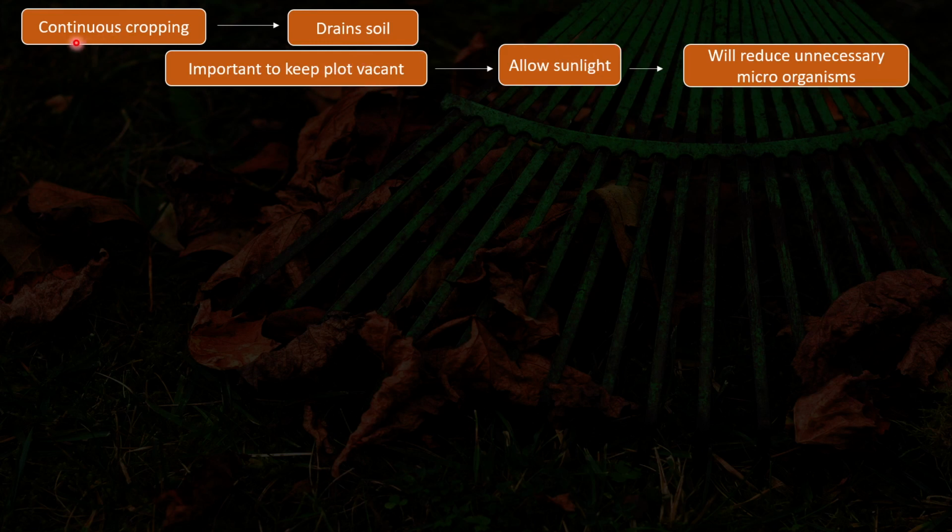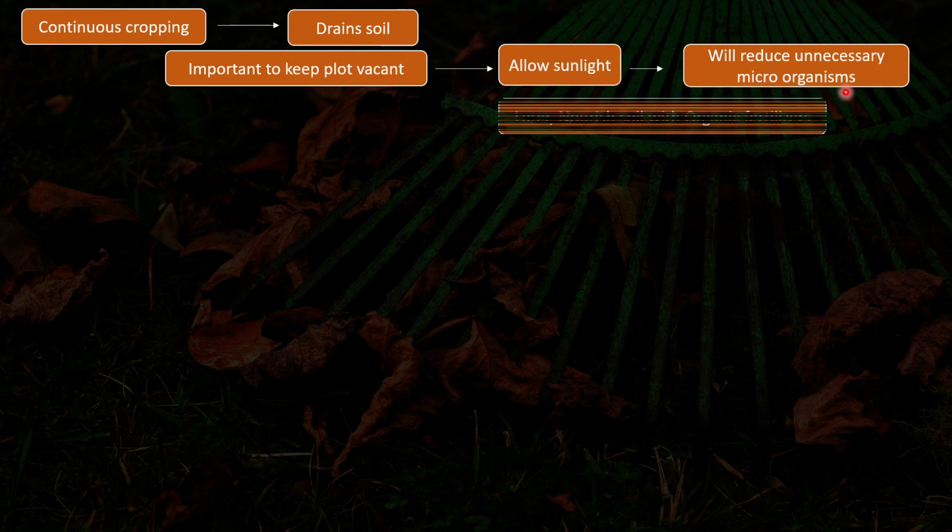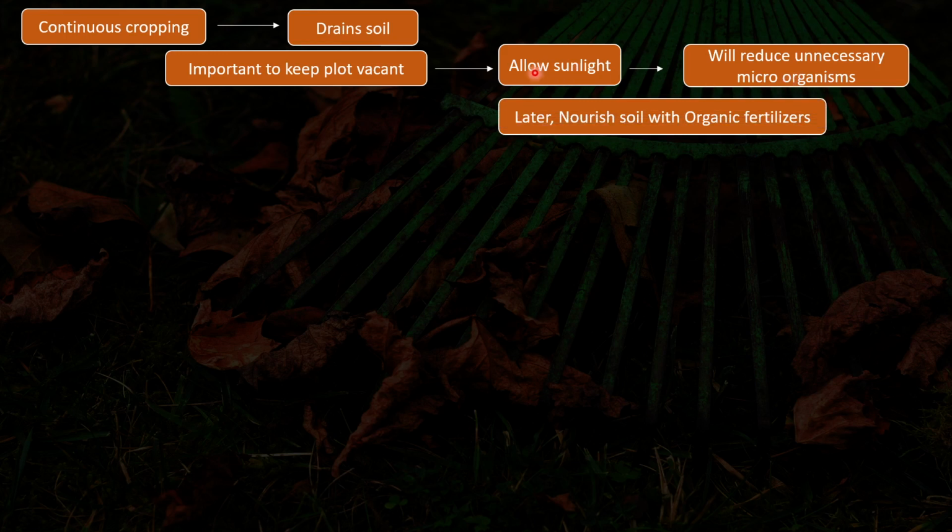So it is always advisable that we give some time to that plot to remain as it is without any planting, because that will allow the sunlight to pass through and the microorganisms will be reduced. And later on, after allowing sunlight to pass through, after some days, the soil could be nourished with organic fertilizers.